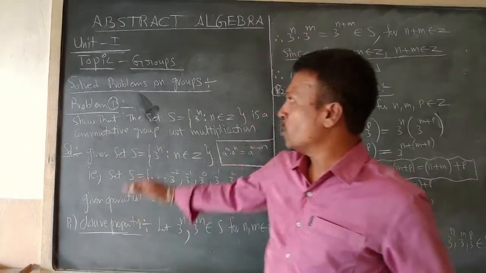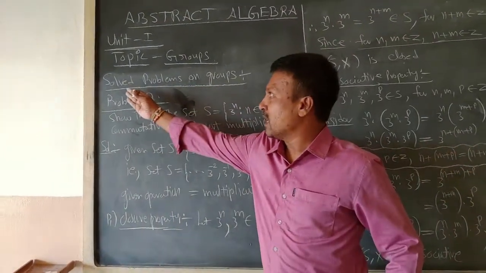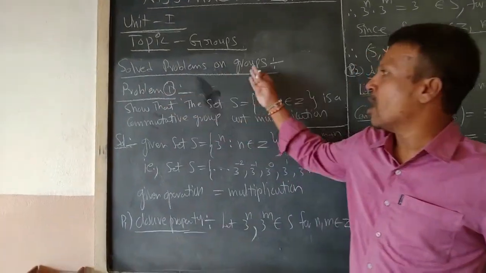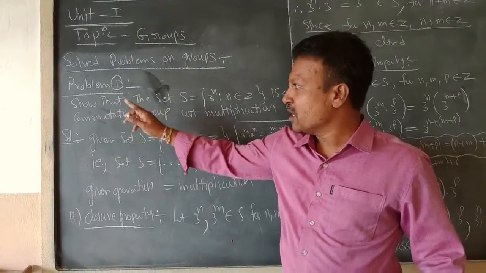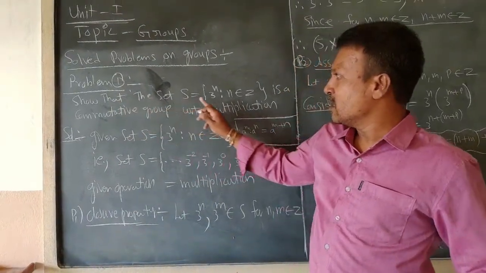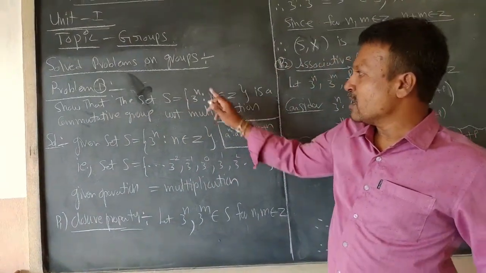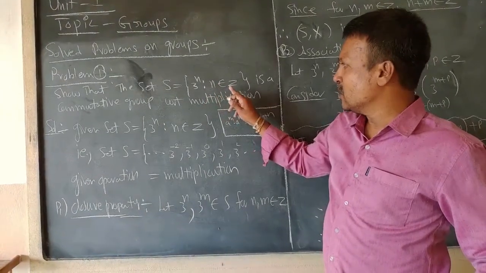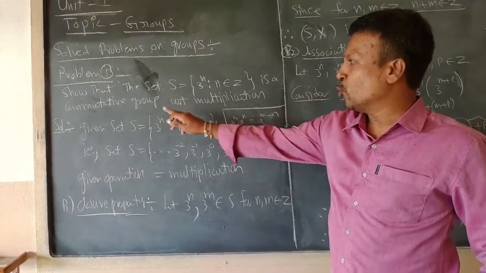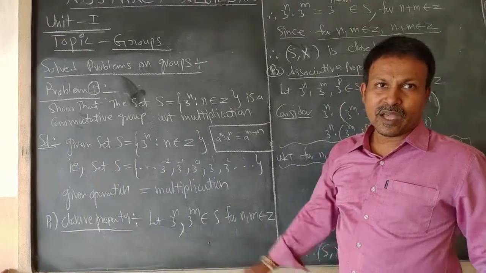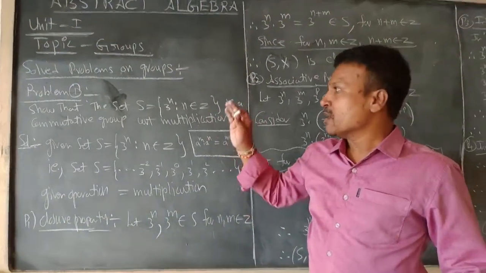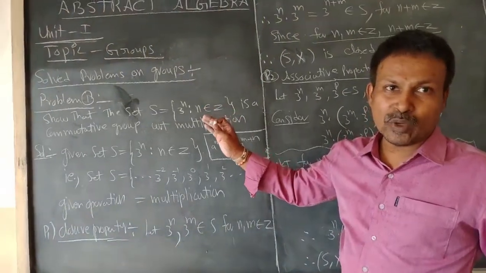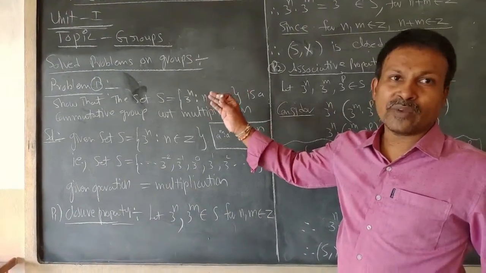Right. If I go to the first problem, see the title, solve the problems on groups. See the statement carefully: show that the set S equals 3 power n such that n belongs to Z is a commutative group with respect to multiplication. We have to understand the statement very clearly and very carefully. Right. What is to be proved and what have they given?